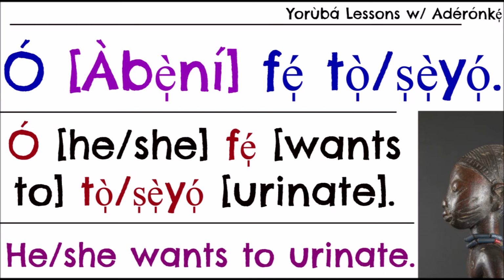We may be talking about Abeni in this case. Let's say I'm talking to someone else. This is in the third person. Let's say I'm talking to someone else, or maybe there's another person with us who is Abeni, and perhaps Abeni is shaking her legs and the other person is asking me why she's shaking her legs. I'm saying Abeni wants to urinate.